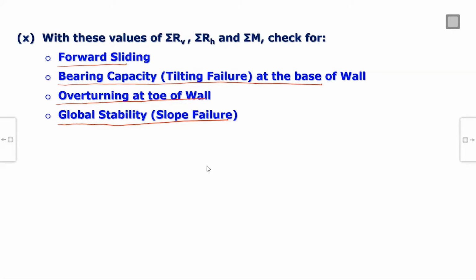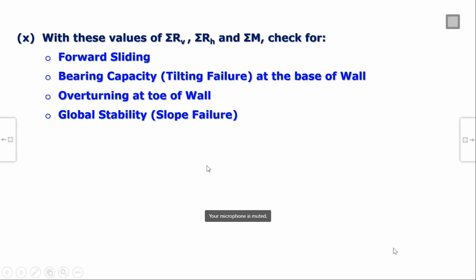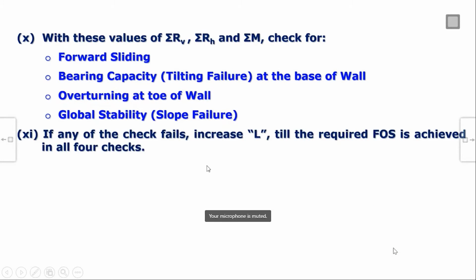Again, the formula is the same as previously, only the values will change: sigma RV, sigma RH, and your sigma M moment, with positive and negative moments. And again, if any of the checks fail, the only solution is to increase L till you reach the required factor of safety.